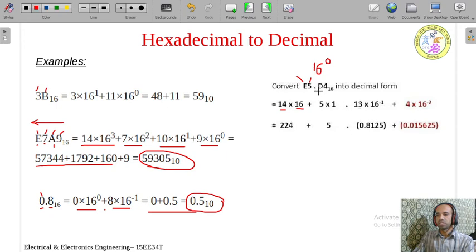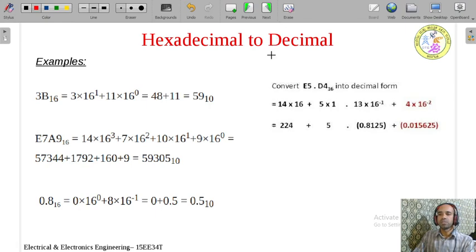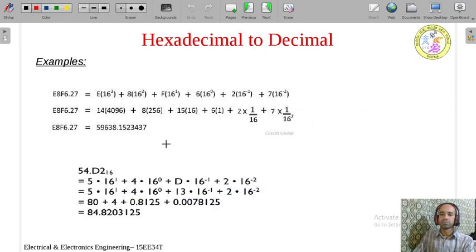D is nothing but 13. Since it is the fraction part, you have to follow this order, going from left side to right side. D is 13, so 13 into 16 power minus 1, plus 4 into 16 power minus 2. You find out these answers and do the addition of all the numbers. Whatever answer you get here is the equivalent decimal value of E5.D4 in hex. So this is how we can do the conversion of a hexadecimal number into a decimal number. Some more examples are given here. You can try these examples.